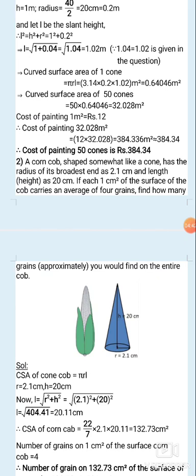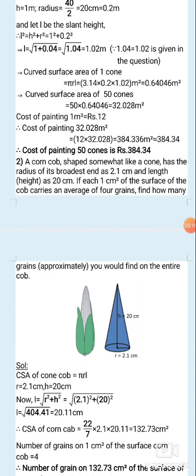So 21 into 21, 441. So 2.1 into 2.1, place 2 decimal places. Plus 20 square, 400. When you add that, what do we get? 404.41. So find out the square root of that using long division method that you have studied in the 8th class. At last what do we get? 20.11 centimeter.